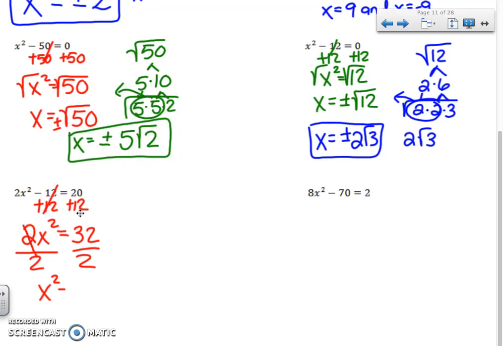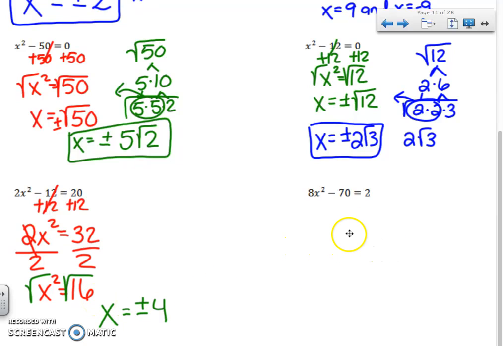So x squared equals 16. So now we're to a point where I'm going to take the square root of both sides. The nice thing about 16 is it's a perfect square. So I'm going to get plus or minus 4. So square root of 16 would be a 4. Okay, so it's really nice if the number before you square root is a perfect square.